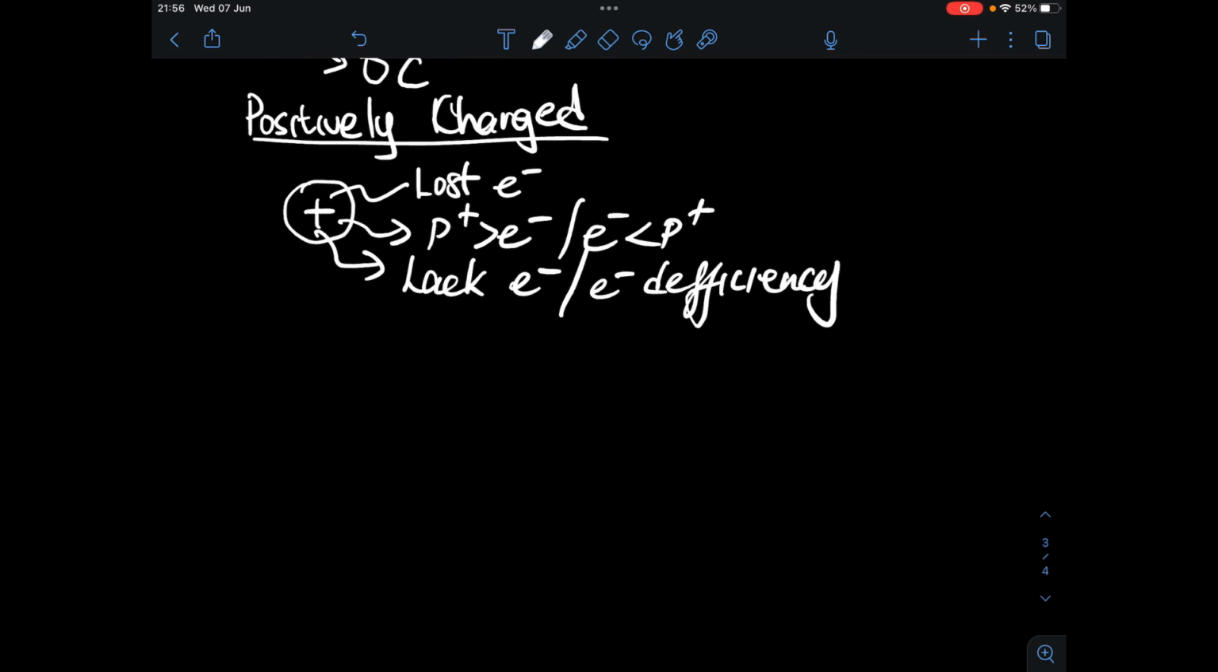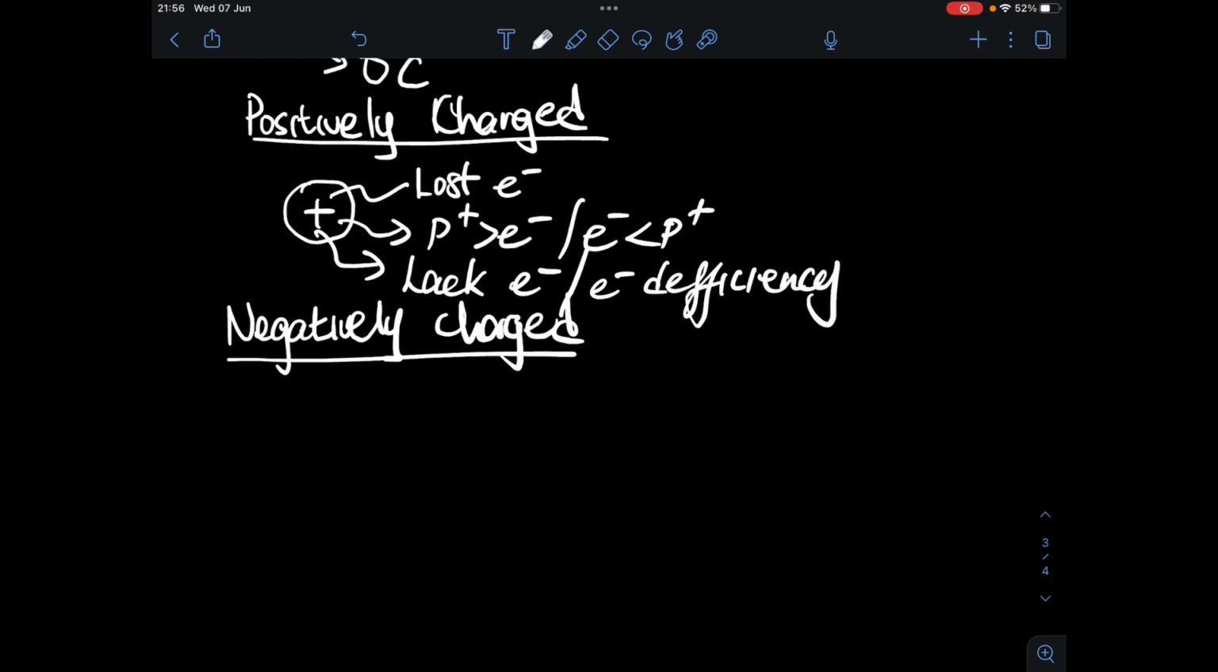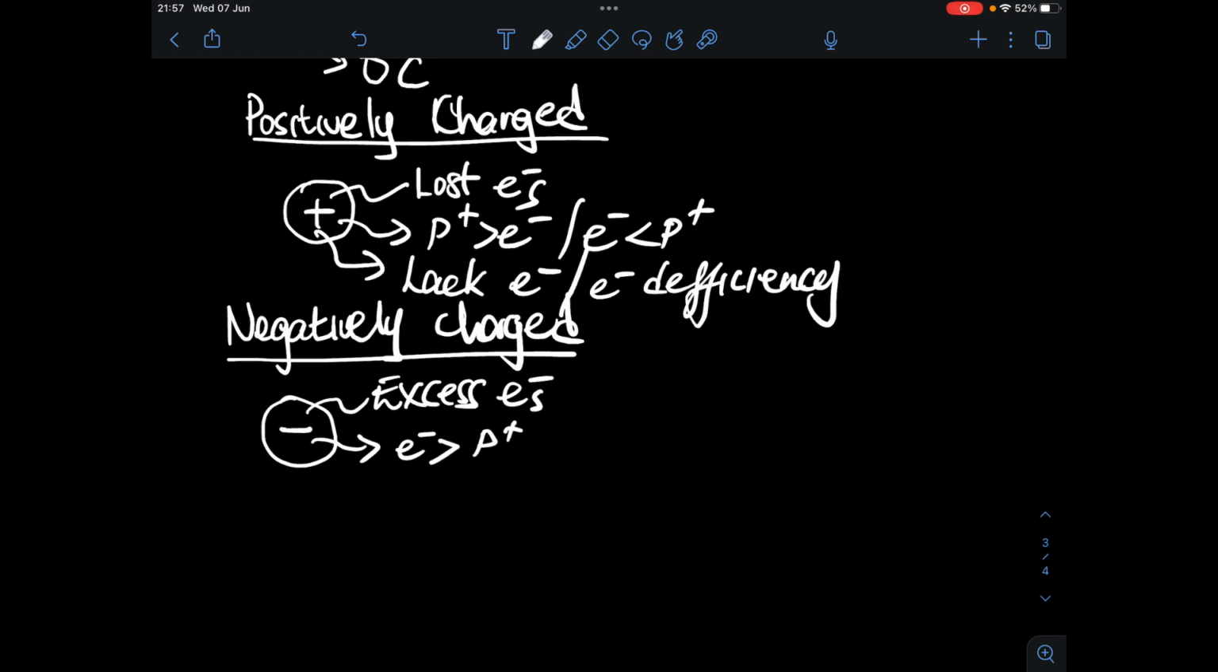Let's quickly move to the negatively charged. When something is negatively charged, we mean it has an excess or an abundance of electrons. So the electrons are greater than the protons, or the protons are lesser than the electrons. So we say that it's negatively charged. It means it has gained or received some electrons. I'm not going to dwell on how they receive electrons now.